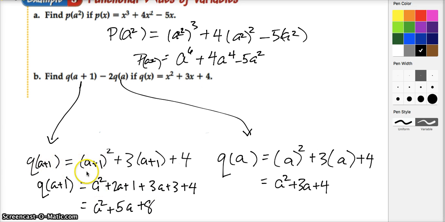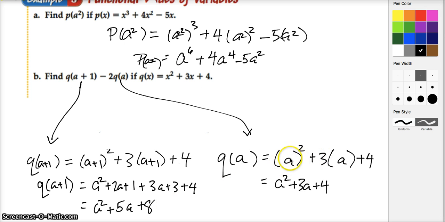Well, after throwing that a plus 1 in there, I had to FOIL it. I had to take a plus 1 and multiply it by a plus 1. I got a squared plus 2a plus 1. Then I had to take 3 and use my distributive property and distribute it all through a plus 1. Now I'm going to join like terms together. I'm left with a squared by itself, 2a and 3a give me 5a. 1, 3, and 4 come together to give me 8. You see what I'm doing.